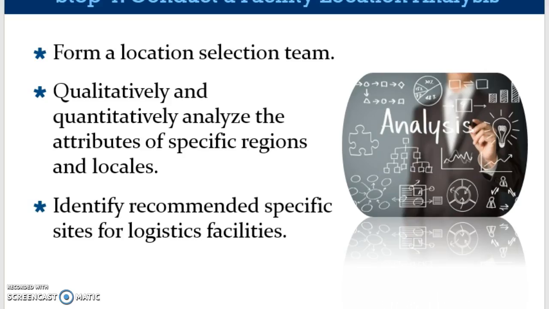Step 4. Conduct a facility location analysis. Once a desired logistics network has been recommended, the next task is to carefully analyze, both qualitatively and quantitatively, the attributes of specific regions or cities that are candidates for sites of logistics facilities. Next, a location selection team is formed in order to collect information on specific attributes, as well as to examine potential sites in terms of topography, geology, and facility design.